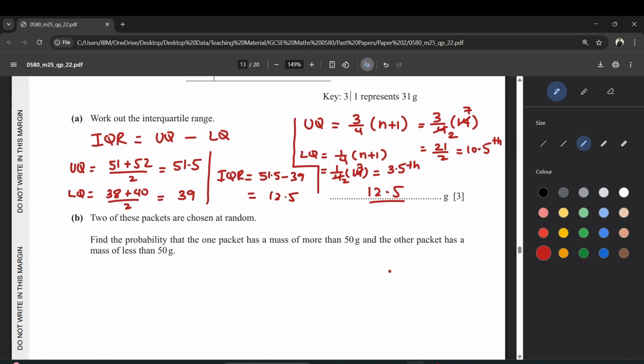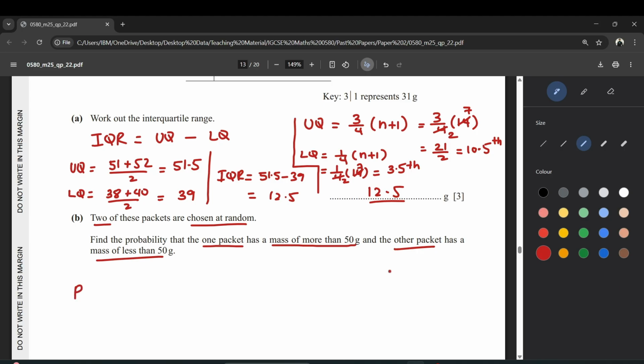Then it says that two of these packets are chosen at random. Find the probability that one packet has a mass of more than 50 grams. So one packet has a mass of more than 50 grams, the other has a mass of less than 50 grams. You have chosen two packets at random and you need to find the probability that one of them has a mass greater than 50 grams and the other has a mass of less than 50 grams.